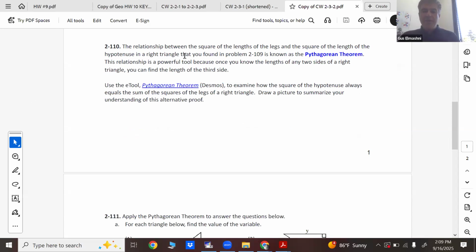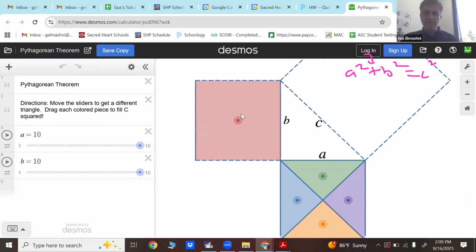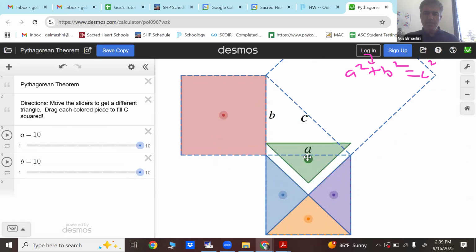Okay, let's look at 2-1-10. William, can you read 2-1-10, please? This relationship is a powerful tool because once you know the lengths of any two sides of a right triangle, you can find the length of the third side. Use the eTool, Pythagorean theorem, to examine how the square of the hypotenuse always equals the sum of the squares of the lengths of the legs of the right triangle. Draw a picture to summarize your understanding of this alternative proof.